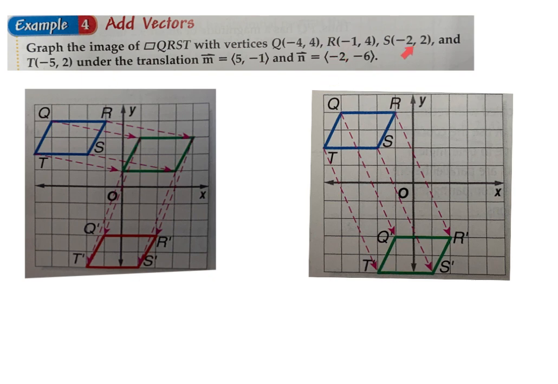So all they did is they took these 2 movements from here to here and then here to here, and instead of moving it twice, they added the movements first and just moved it once. All right, resultant is when you add 2 vectors. Let's look at some word problems.